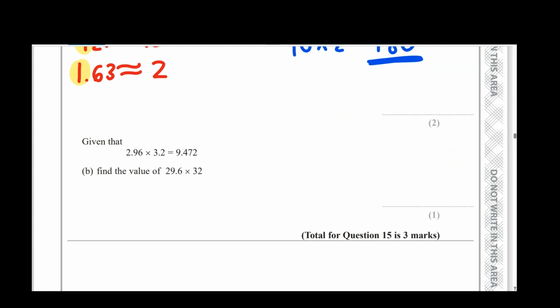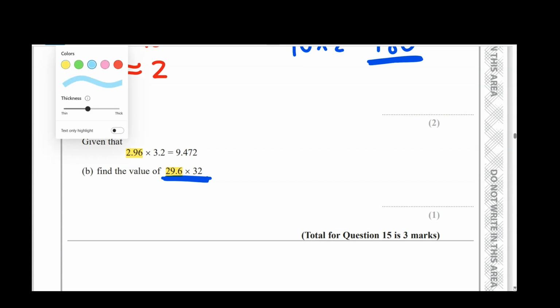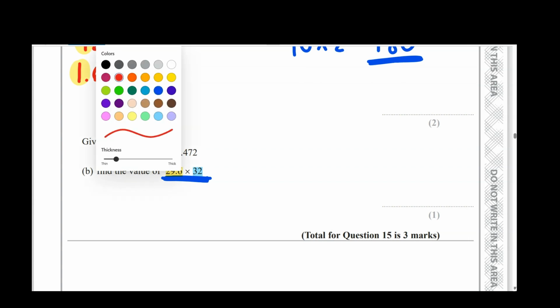So they say, given that 2.96 times 3.2 is 9.472, find the value of 29.6 times 32. You can see the numbers are very similar here. So we've got 2.96 and then we've got 29.6. Those are very similar. They just shifted the decimals a bit. And then the same thing for the second one. So 3.2, 32. So you can see they are very similar, which is why they've given it to you.